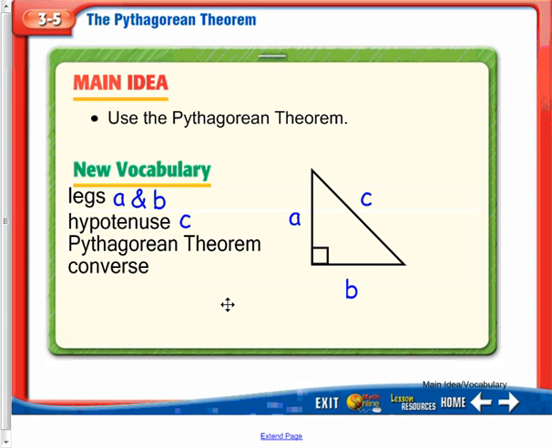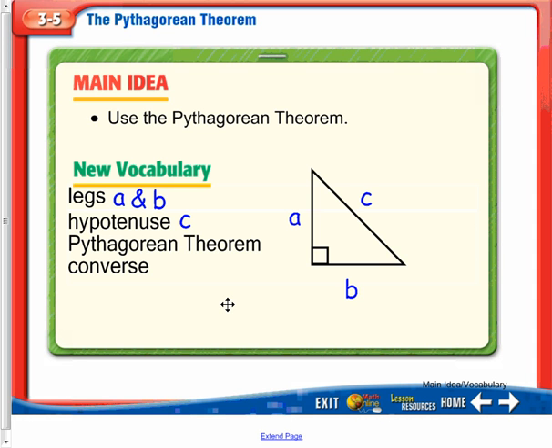In lesson 3-5, we're going to be talking about the Pythagorean Theorem. Pythagoras was a mathematician a long time ago, and he noticed some similarities when dealing with right triangles. And those similarities are going to help us today to figure out the distance on one of the legs, or actually, it's called the hypotenuse of the right triangle.